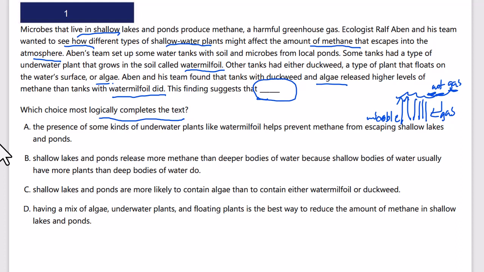Yeah, you could assume that. It doesn't actually talk about what escapes, though. It just talks about what gets captured. So let's be careful about that. I don't think that's going to be the right answer.